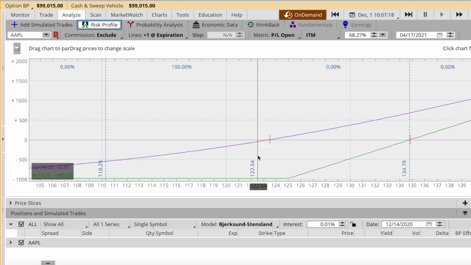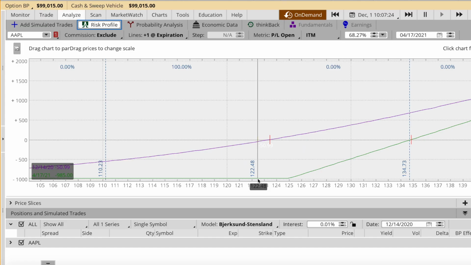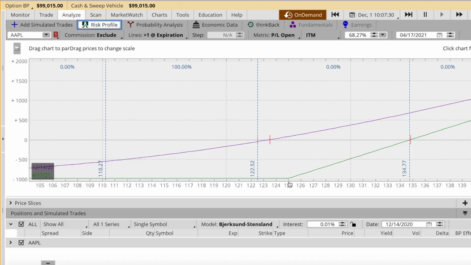If the option expires at this price in April of 2021, you'll see on the green line how much money we'll have, and we will have lost the whole $985 because it's less than $125. And you'll see right here where the profit line starts.